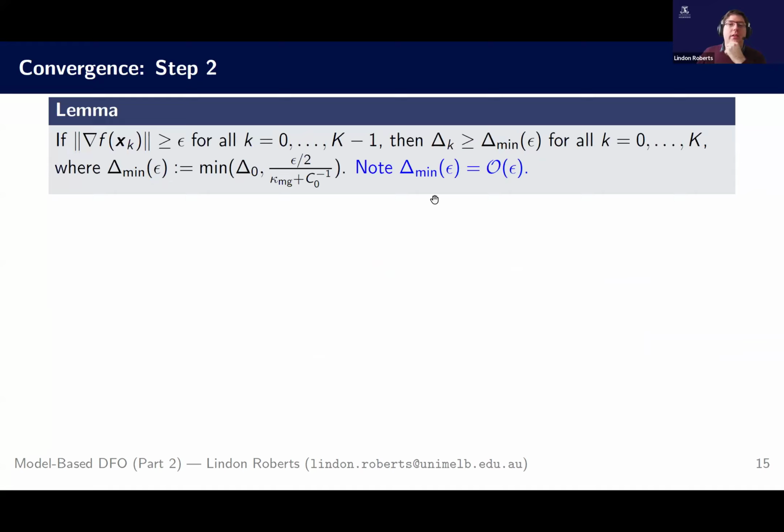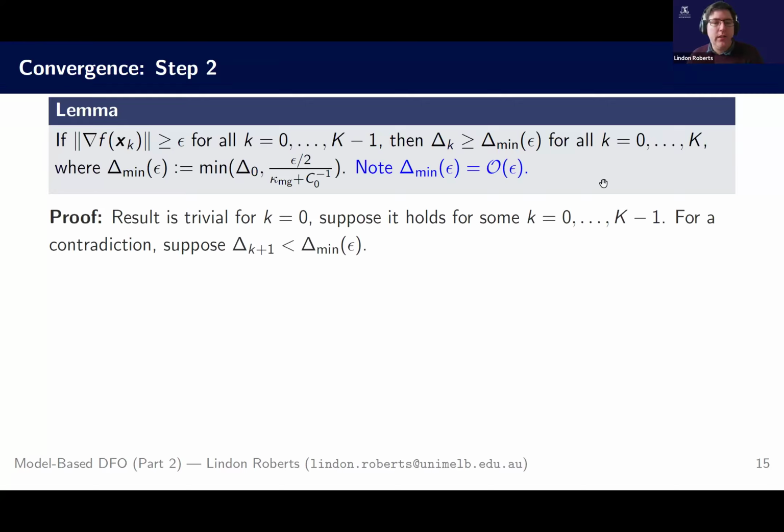The next step is to use this result to look at the situation where we haven't converged. So let's suppose we run our algorithm for capital K iterations. And for that whole time, the norm of the gradient never gets too small, never drops below epsilon. What we can show is that if the norm of the gradient never gets small, then the trust region radius is never going to get too small. In particular, it's not going to drop below this threshold, which is approximately of order epsilon.